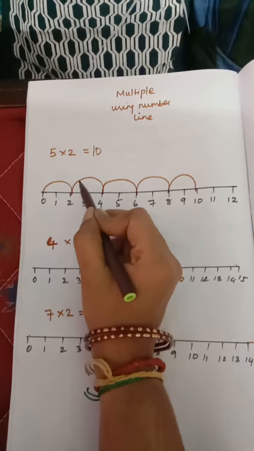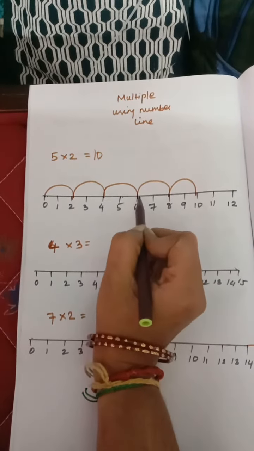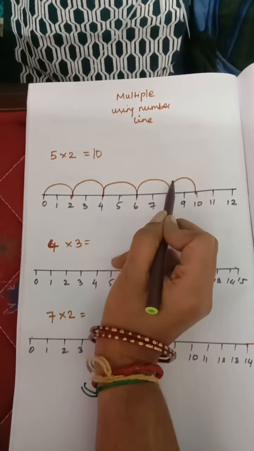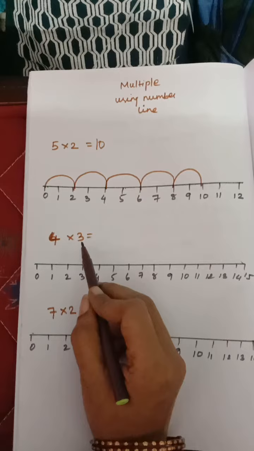1 2 is 2, 2 2 is 4, 3 2 is 6, 4 2 is 8, 5 2 is 10. Same in 4 into 3.